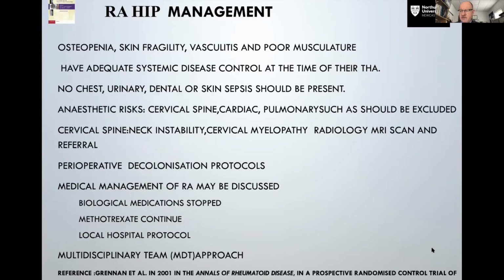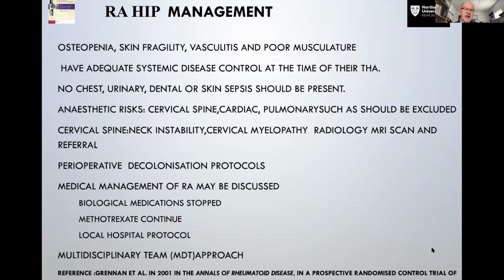So in management of these patients, the rheumatoid patient will usually be generally disabled with skin fragility, osteopenia, vasculitis, and poor musculature. It's important to ensure the patient is in as fit a state as possible for surgery. Synovitis should be as well controlled as possible with no chest, urinary, dental, or skin sepsis. Anesthetic risks should be looked at. We mentioned cervical spine, cardiac problems, and pulmonary problems; all these should be excluded.